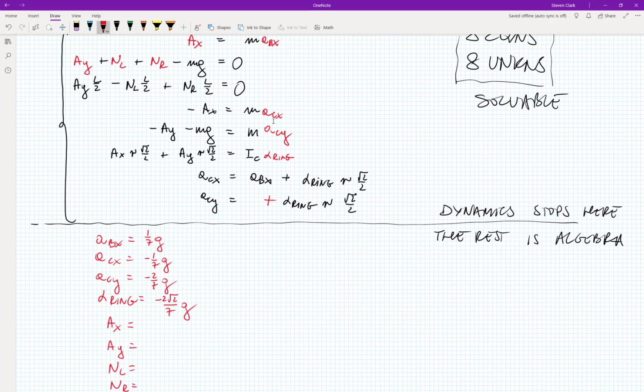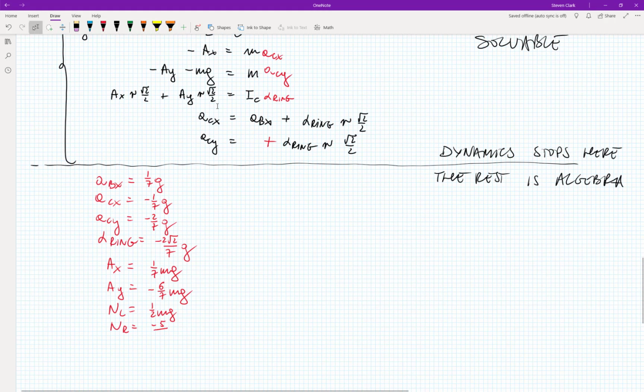We could stop here because they ask us for accelerations, but just for completeness, I will give you the answer to everything, okay? So AX is 1 divided by 7 mg. The other A is minus 6 divided by 7 mg. NL is 1/2 mg. And NR is minus 5 divided by 14 mg. But we care only about these first 4.